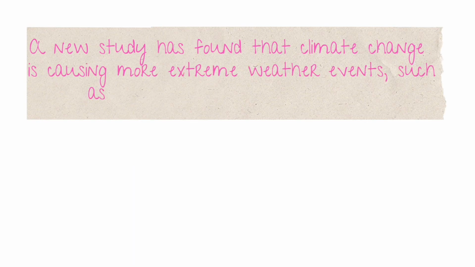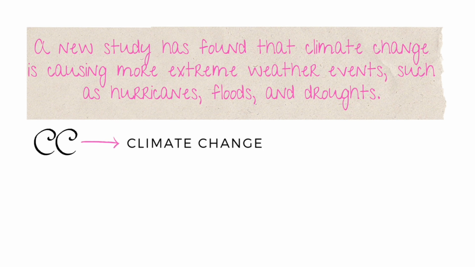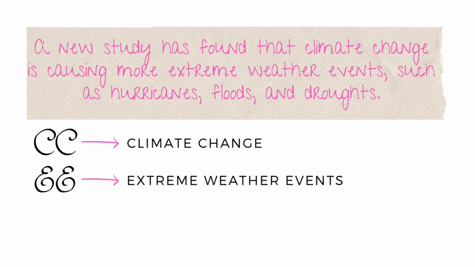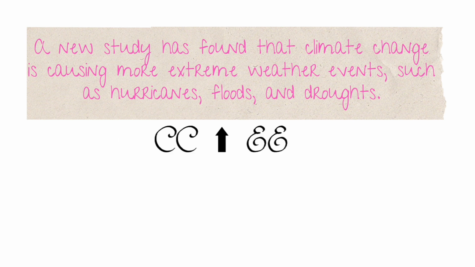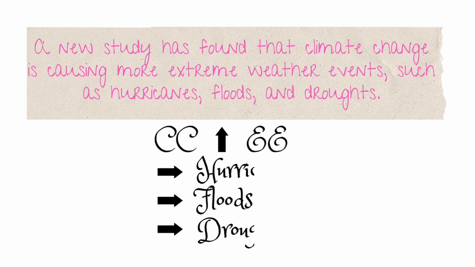A new study has found that climate change is causing more extreme weather events, such as hurricanes, floods, and droughts. So for abbreviations, we are going to use CC for climate change. EE is going to be extreme weather events. For symbols, we are going to use up and down arrows to show increase and decrease. So with indentation, we move on and we write CC, arrow up, double E, then indentation, hurricanes, floods, and droughts.